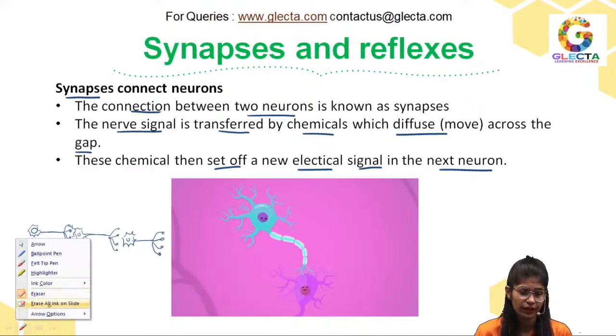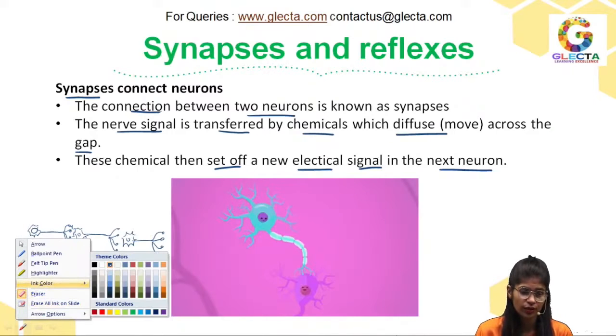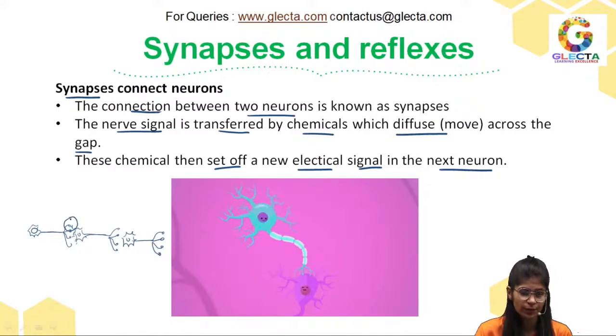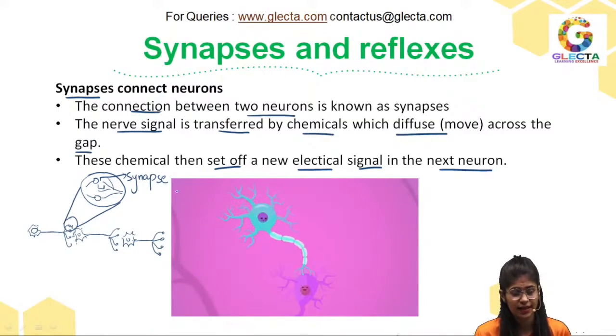If you zoom this part in like this, you're going to see the nerve ending of one and the dendrite of the other, and again another here, like this. And this distance is known as the synapse, or synapses as you say it.